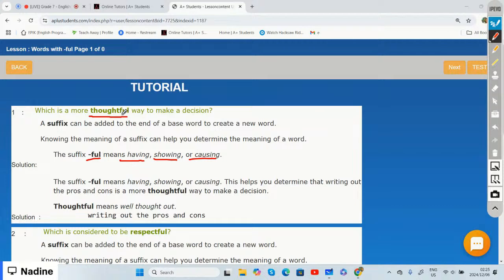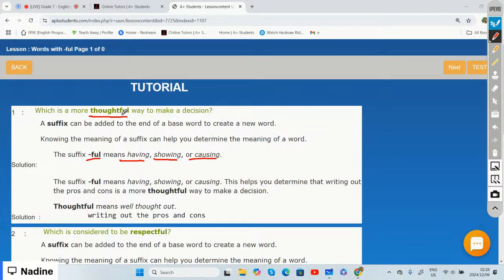And something that is a more thoughtful way of making a decision, right, is thinking of the pros, thinking of the cons. That is a more thoughtful way of making a decision. Because what are the good things about this thing? What are the bad things about this thing? What are the disadvantages? What are the advantages of a decision that you're about to make? Because now it means it is something that is well thought out. I thought of the pros, I thought of the cons before making my decision.